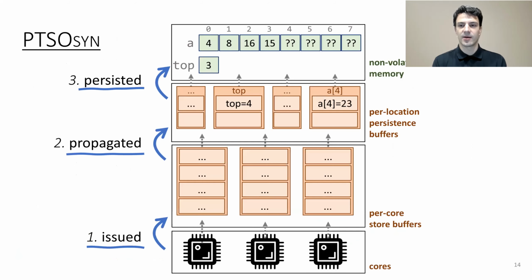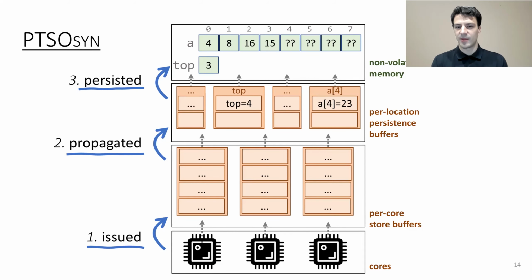Well, let's take a look at our model, PTSOSYN. Here I have a picture that is best read from bottom to the top. And the idea here is that cores, as they issue instructions, put them in store buffers if those instructions have to do with writing data to memory. So every core has its own store buffer, and once instructions propagate from those store buffers, they go into persistence buffers.